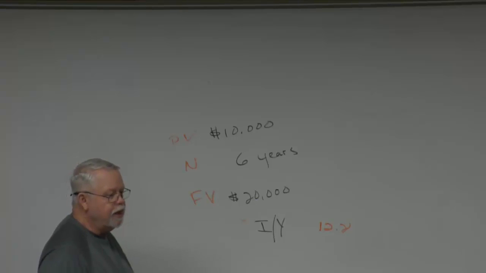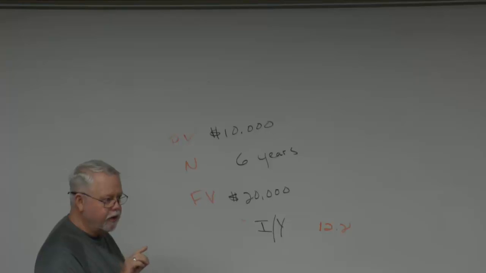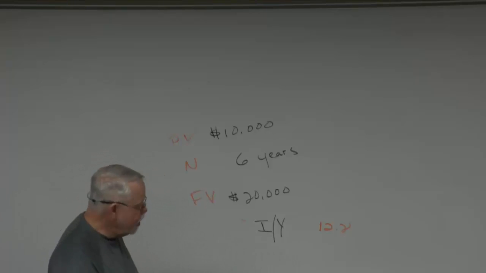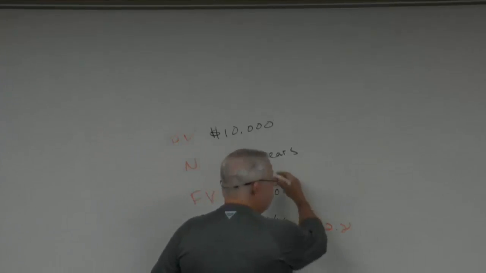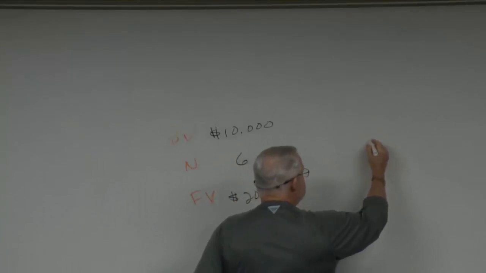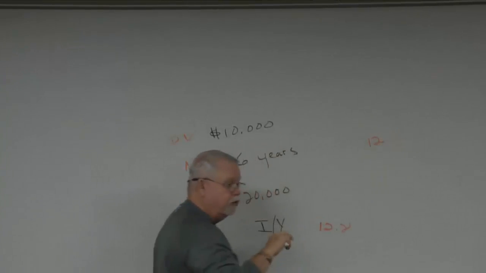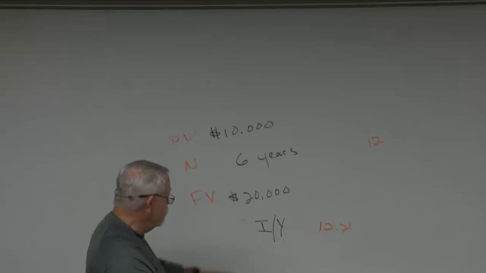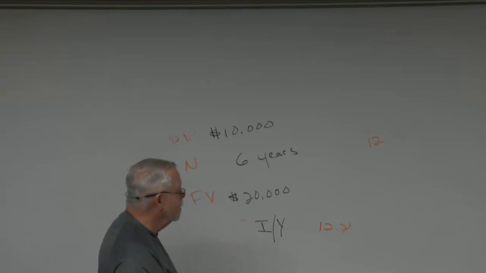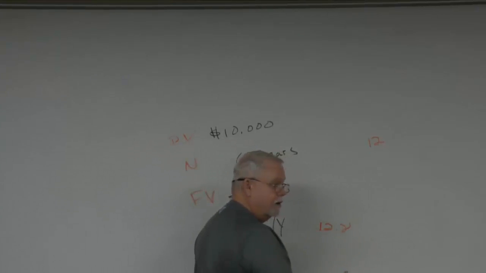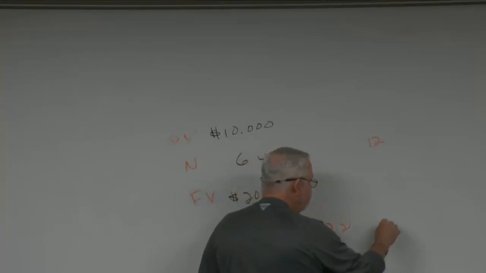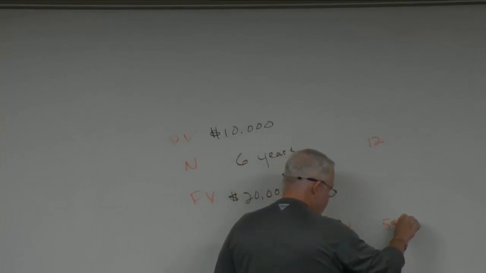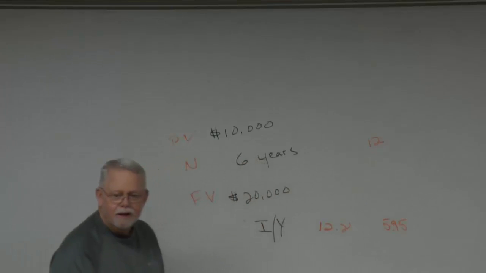I got the answer. Okay, leave those numbers in your calculator, but I want you to change the time period. I want you to put 12 years. So just put 12 in and compute I/Y again. Oh, wow. 5.95. 5.95, okay. So you could just change one of your factors here just by doing that.